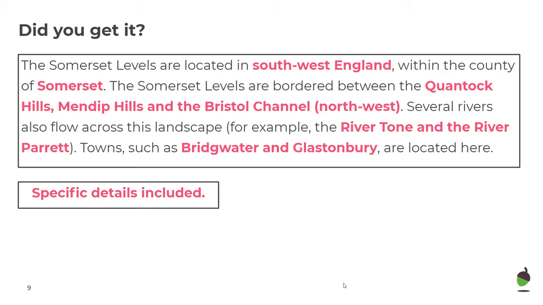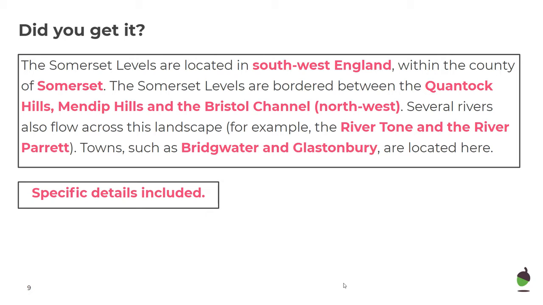So the Somerset Levels are located in southwest England within the county of Somerset. The Somerset Levels are bordered between the Quantock Hills, Mendip Hills and the Bristol Channel, northwest. Several rivers also flow across this landscape, for example, the River Tone and the River Parrett. Towns such as Bridgwater and Glastonbury are located here.